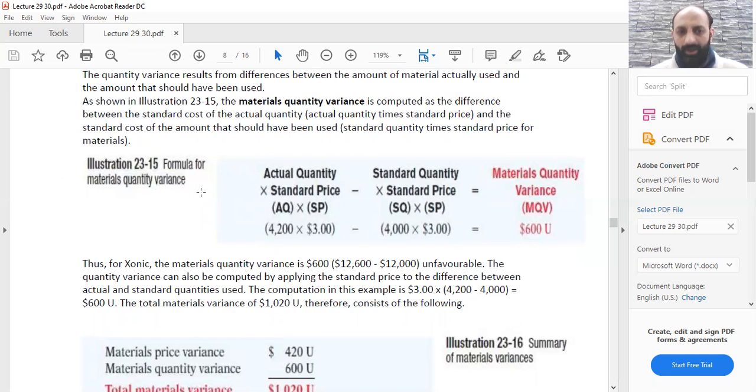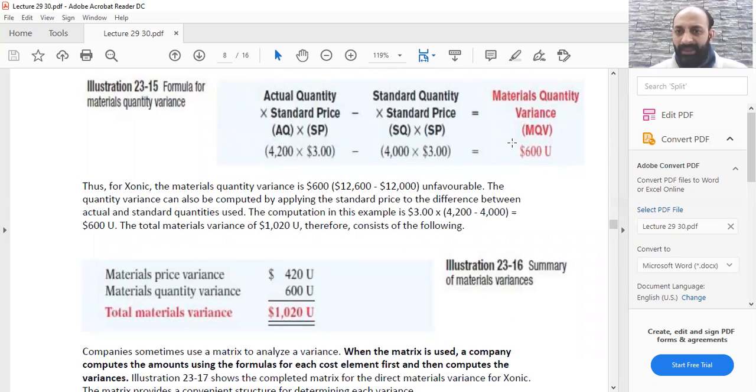So for material quantity variance, actual quantity into standard price minus standard quantity into standard price. The difference that comes will show you the variance, whether the variance is favorable or adverse. Here you get a $600 unfavorable variance. It means the actual quantity that was used is more than the standard quantity that should have been used. Thus, for zoning, the material quantity variance is 600 unfavorable.